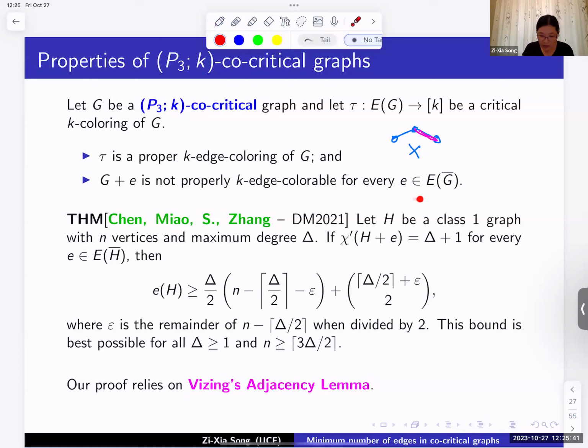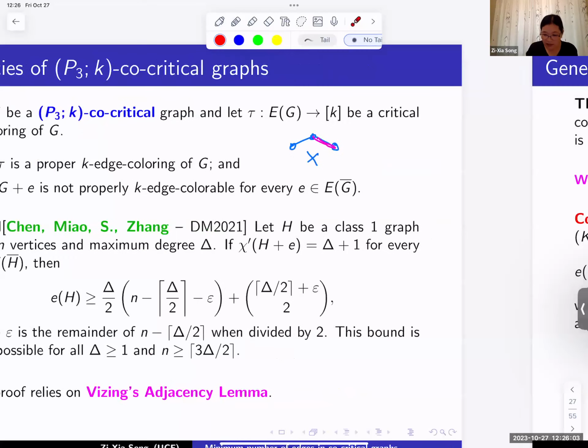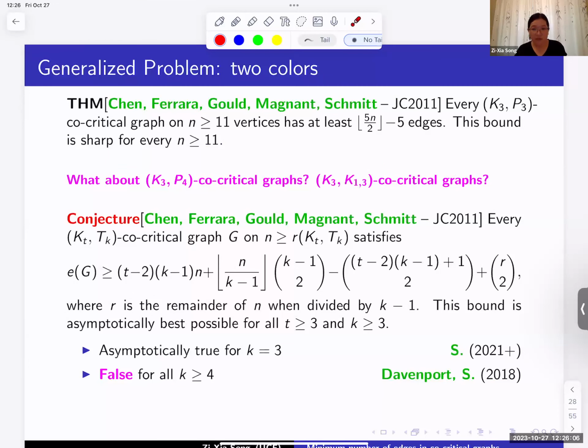Now, if you add any missing edge to my graph G, my graph is no longer properly K-edge colorable. So this has something to do with the adjacency lemma. We actually prove a stronger result, but our bound here requires n to be at least 3 delta over 2. That's for P3. I did the multicolor case first because we only have 2 results here. Now I'm going to come back to 2 colors.